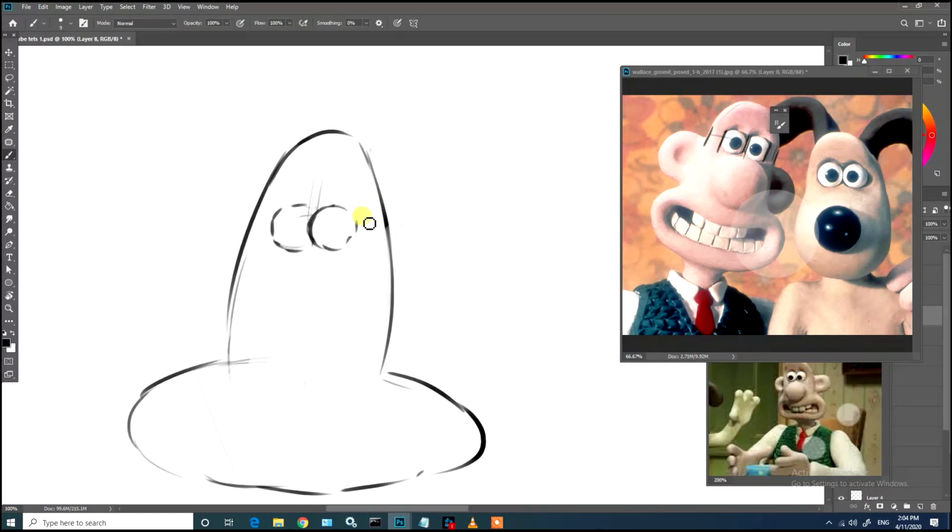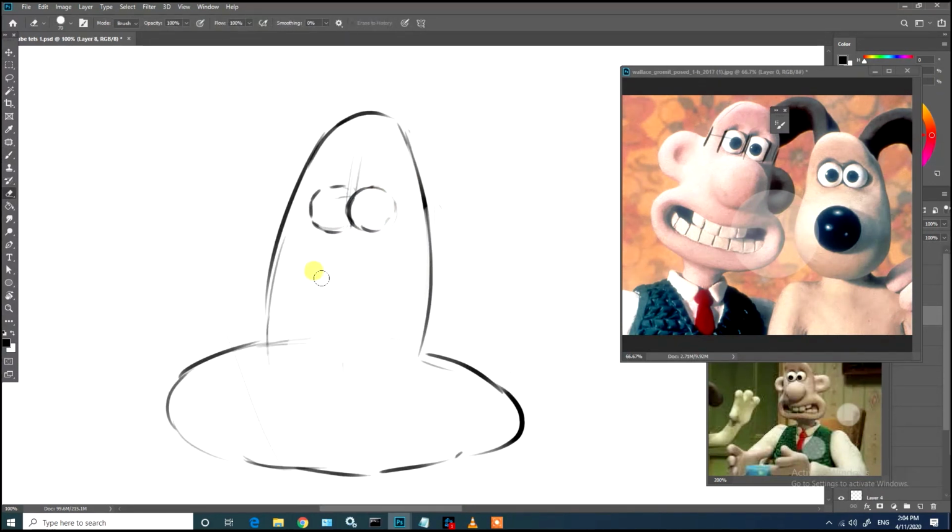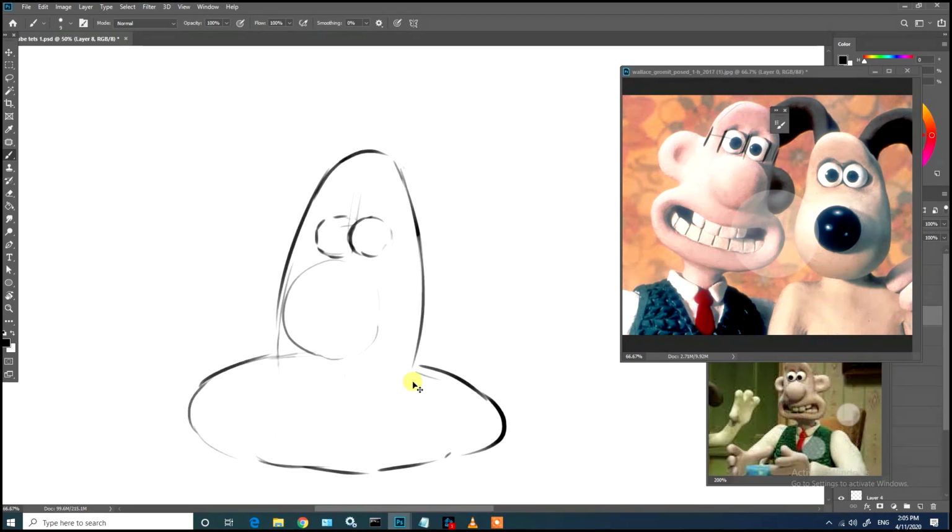So there we go. We've got his eyes in there. They're roughly big enough, but we're not going for perfection at the moment. Next off, we're going to draw his nose. His nose is literally just a circle. It couldn't be simpler. Not that I'm really good at drawing circles, but there we go. We've got his nose in there.